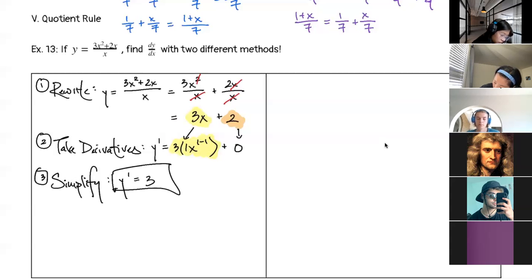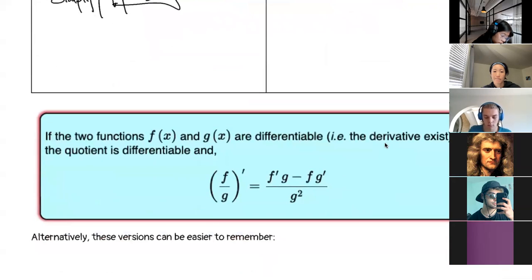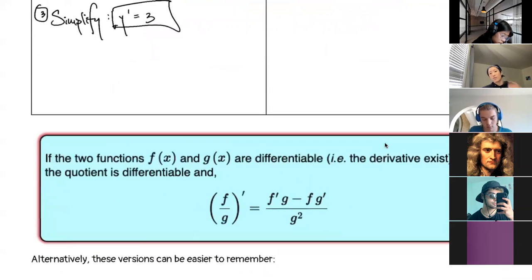So let's say we want to use this quotient rule, because when we're dividing, we're really finding a quotient. And so we're going to be able to use that quotient rule. So let's scroll down for a moment, see what this quotient rule says. Okay. So if two functions, f of x and g of x, are differentiable, then the quotient is differentiable. And f over g prime equals f prime g minus g prime f, or f g prime over g squared. Okay.